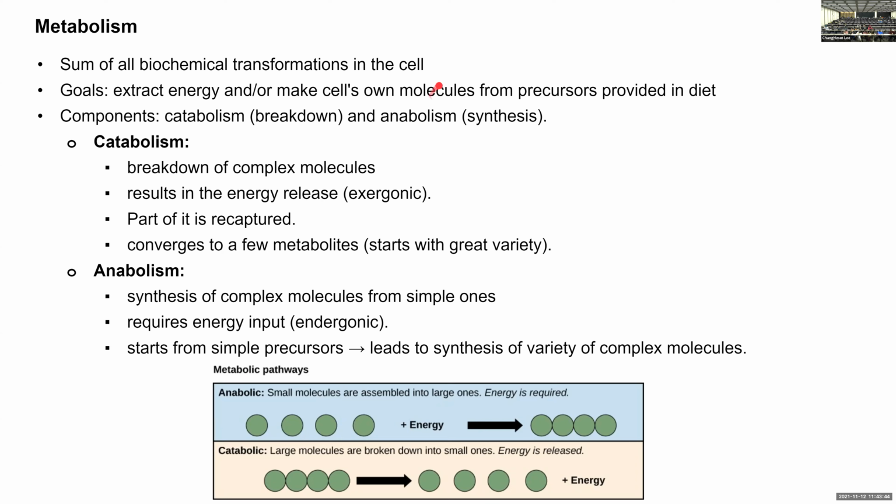And there are 2 big components of metabolism. One is catabolism and the other is anabolism. Catabolism is basically a breakdown process of complex molecules. And again, these molecules include all different kinds of biomolecules like DNA, RNA, proteins, etc. And this catabolism results in energy release. So that's an exergonic process. Again, it doesn't require energy input, so it only releases energy in most cases.